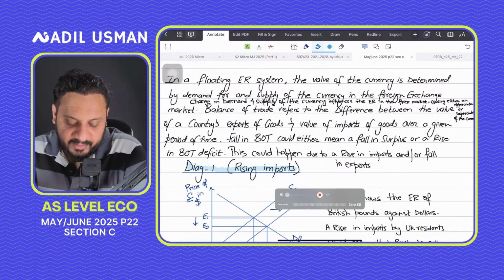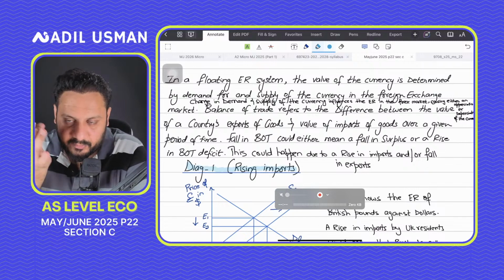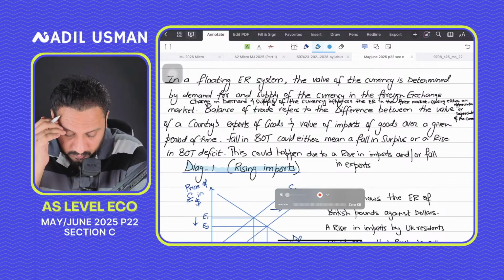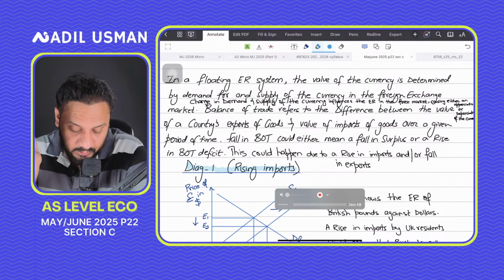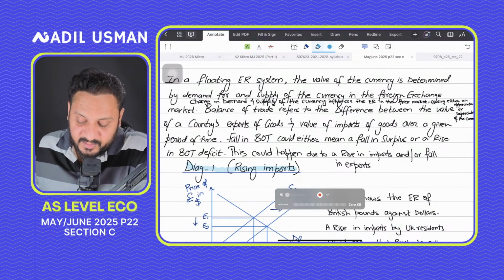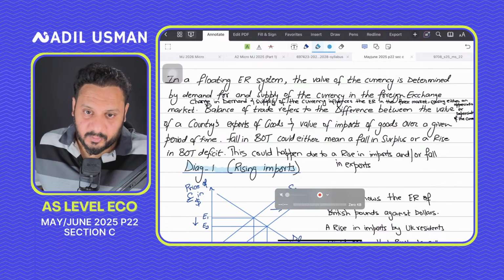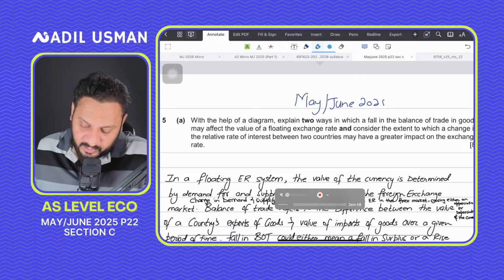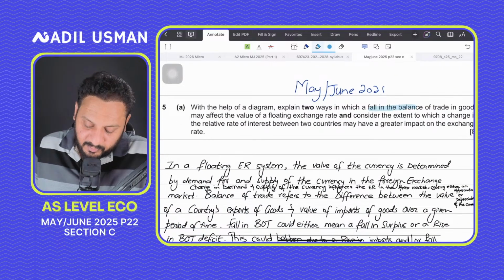The reason why you also define balance of trade is because you need to first list down the definitions of the topics that are being tested in your question. So balance of trade refers to the difference between the value of your country's exports and imports. And since the question is talking about a fall in the balance of trade, you'll tell what a fall in the balance of trade means.